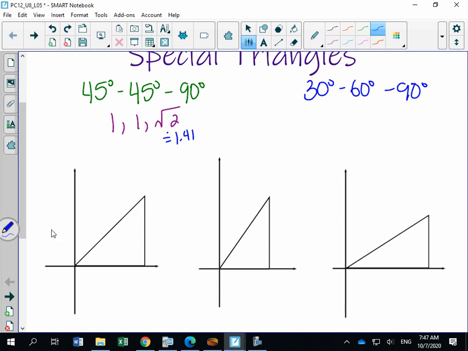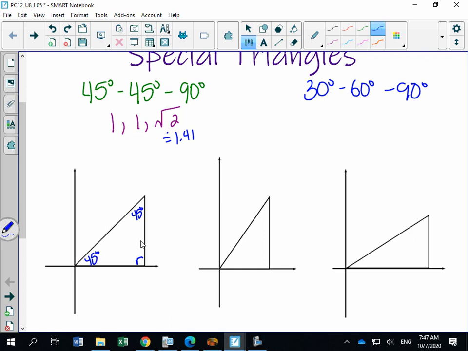What I have on my Cartesian plane is a 45-degree isosceles triangle. So this would be your right angle. This is a 45-degree angle, and this is a 45-degree angle, right? All 3 angles add up to 180.